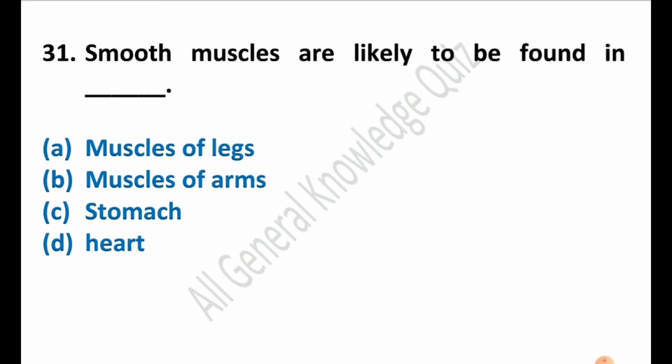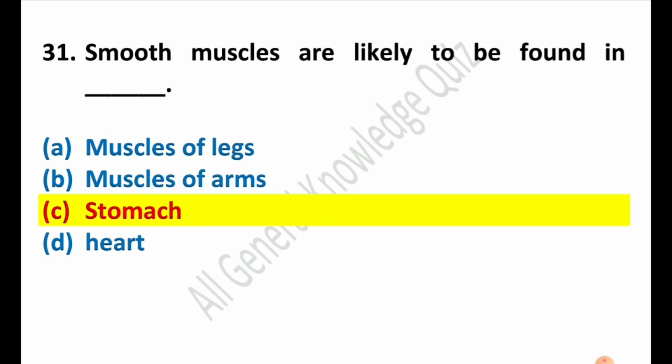Question number 31. Smooth muscles are likely to be found in option A, muscles of legs. Option B, muscles of arms. Option C, stomach. Option D, heart. The answer is option C, stomach. Smooth muscles are likely to be found in stomach.